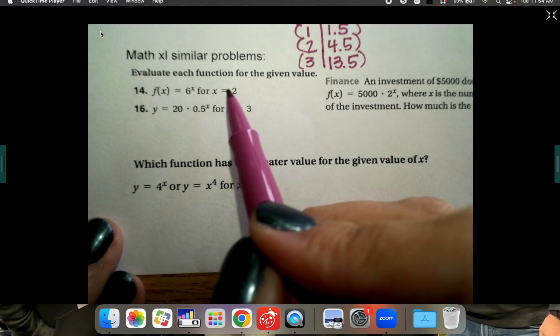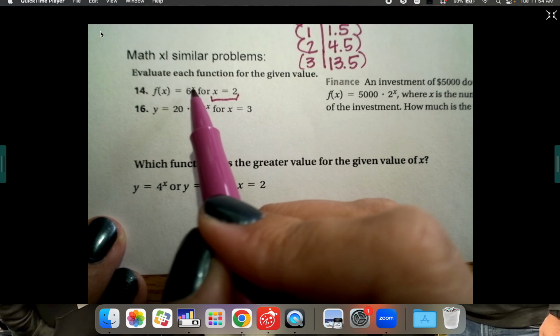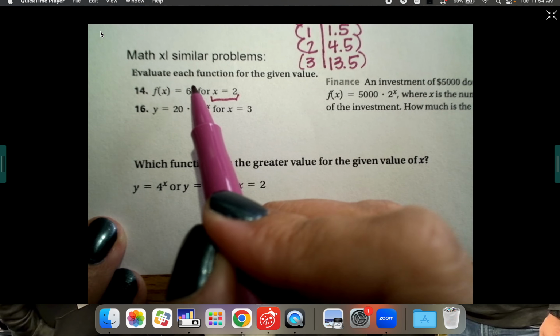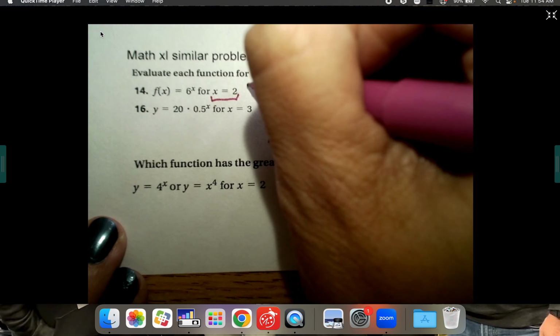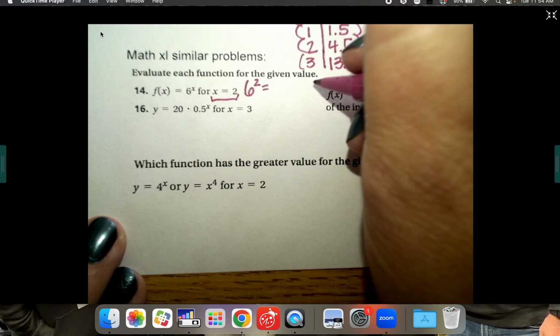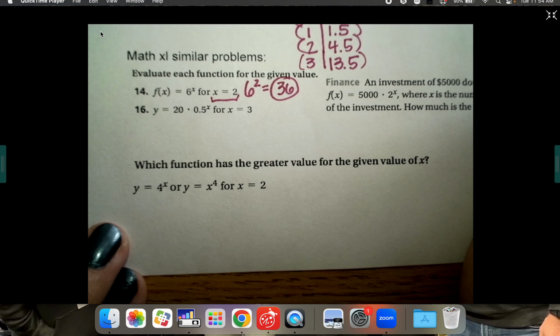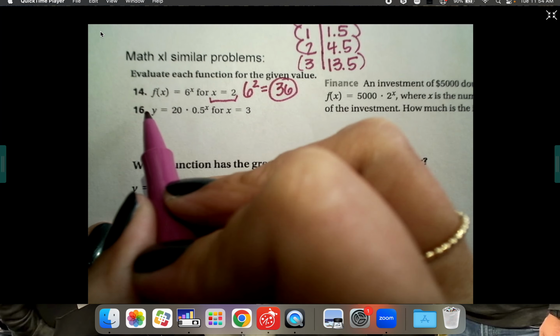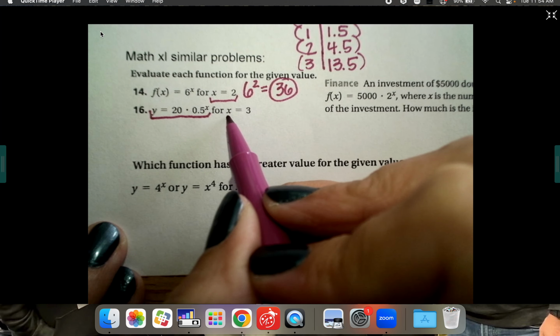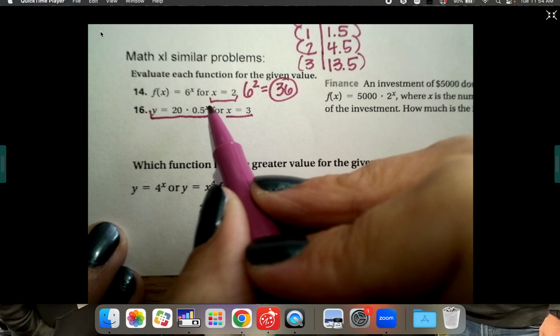If they want you to plug in x equals 2, then you're just going to do 6 to the x, and x is going to be a 2. So the exponent is going to be 2. 6 squared is 36 because 6 times 6 is 36. So that's the answer.